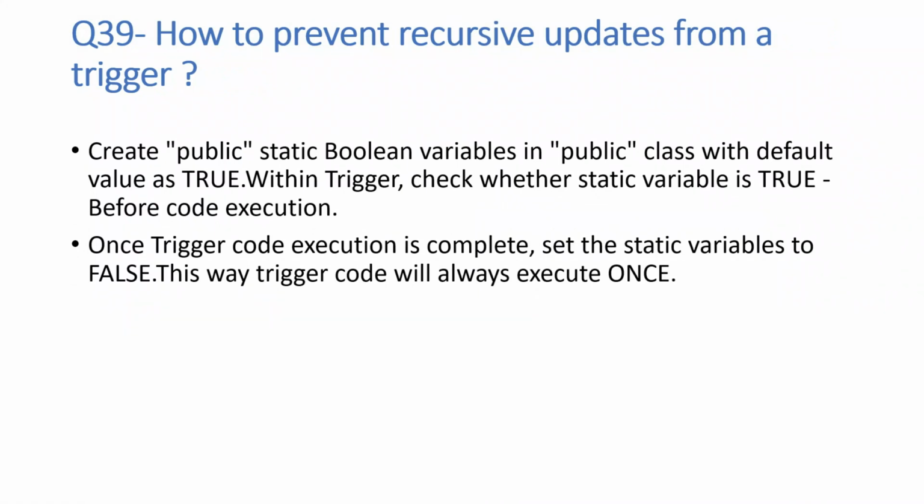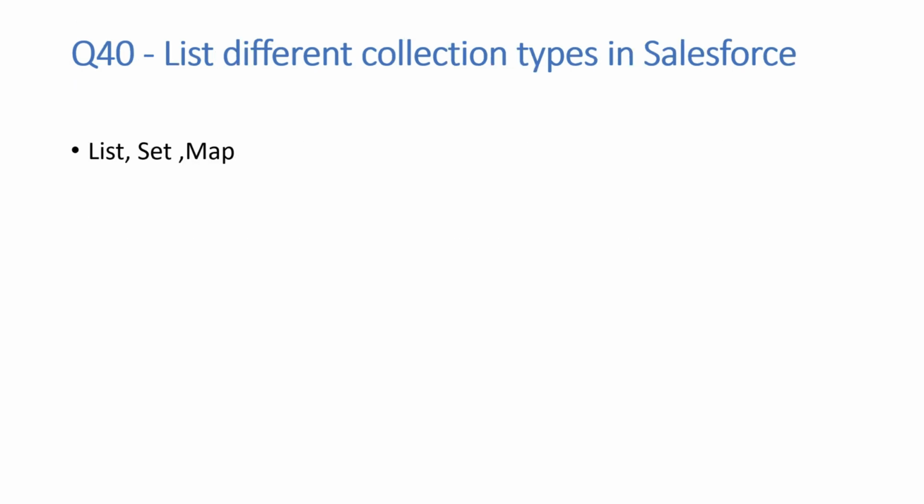How to prevent recursive updates from a trigger? In order to prevent recursive updates in a trigger, we need to create a public static boolean variable in a public class with default value true. Within the trigger, check whether the static variable is true before code execution. Once the trigger code execution is complete, set the static variable to false. This way the trigger code will only execute once.